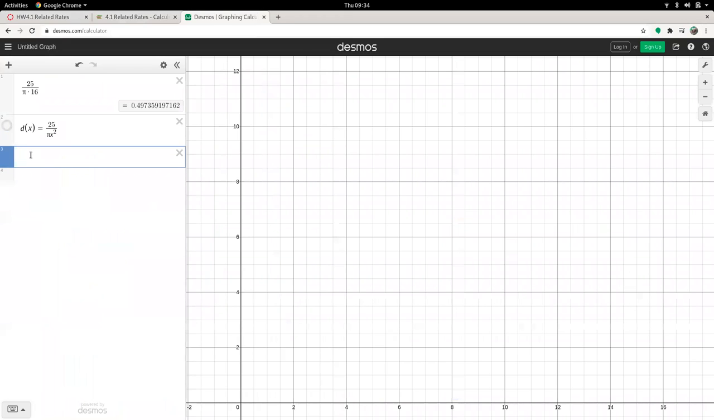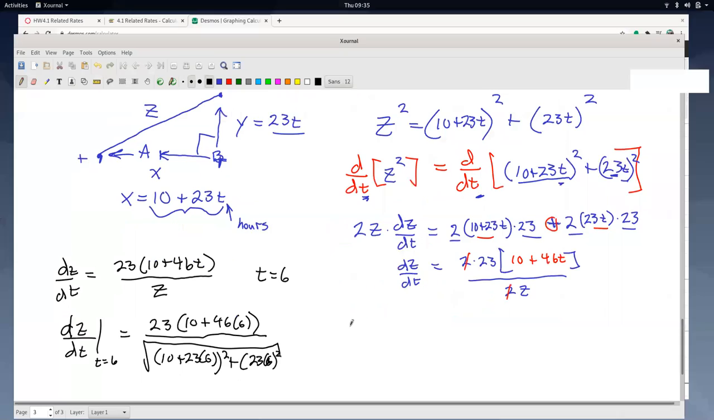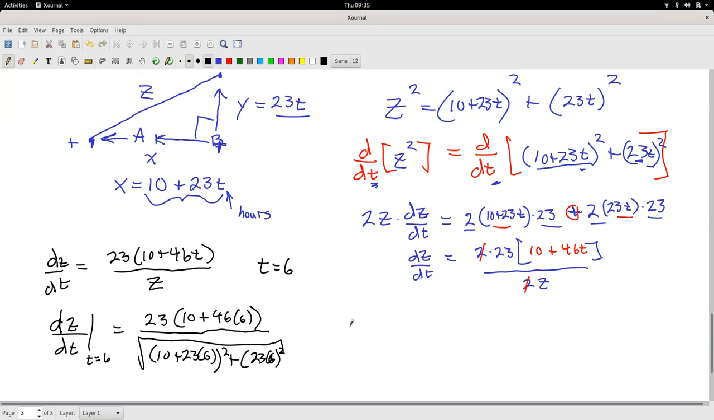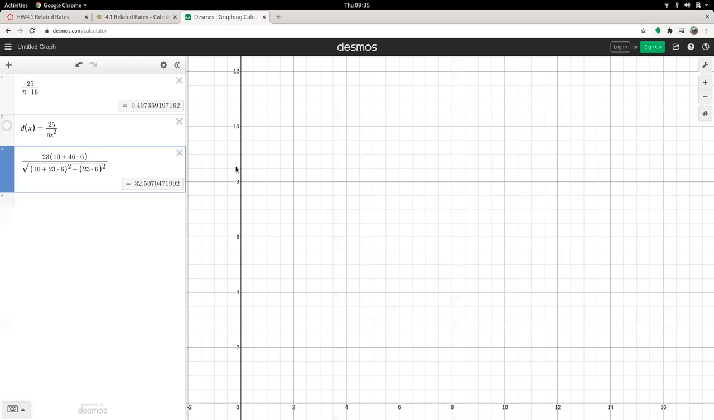So we've got our 23, make a fraction, times 10 plus 46 times 6, close parentheses, over the square root of 10 plus 23 times 6 squared plus 23 times 6 squared. I have all that in the right spot. I think that looks good. Double check the notes. Looks correct. Desmos says it's about 32.5 nautical miles per hour is the rate of change in between.